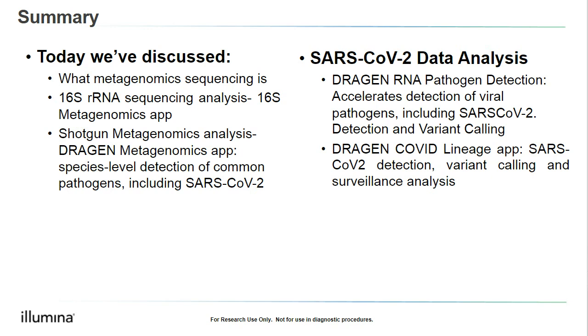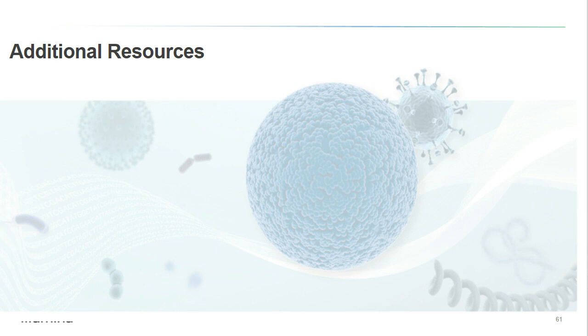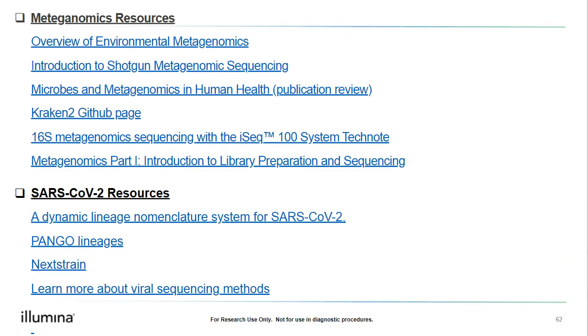I included here some additional resources that I think would be helpful. The first one is the metagenomics resources. I have an overview of metagenomics and an introduction to shotgun metagenomics. There is a Kraken2 GitHub page and also some tech notes here. And I include the Metagenomics Part 1 webinar, introduction to library prep and sequencing. I also have the SARS-CoV-2 resources. There is a very interesting paper in Nature Microbiology that discusses the dynamic lineage nomenclature system for SARS-CoV-2 that I think will be very helpful.